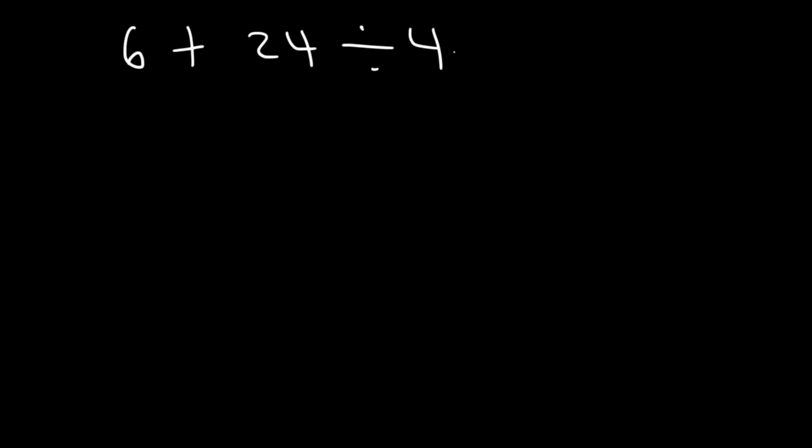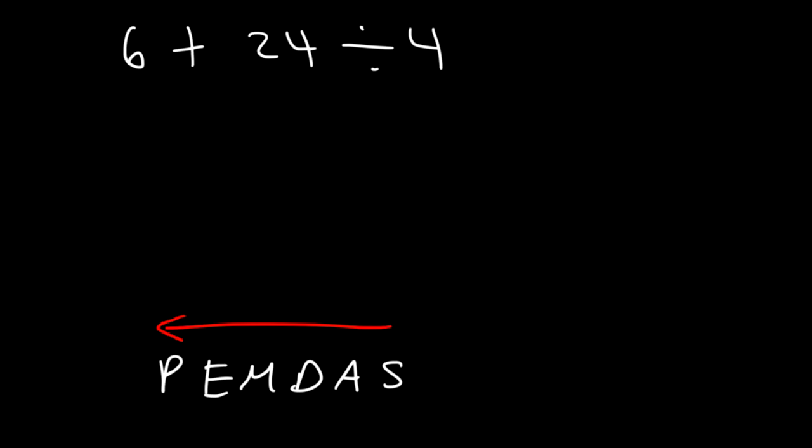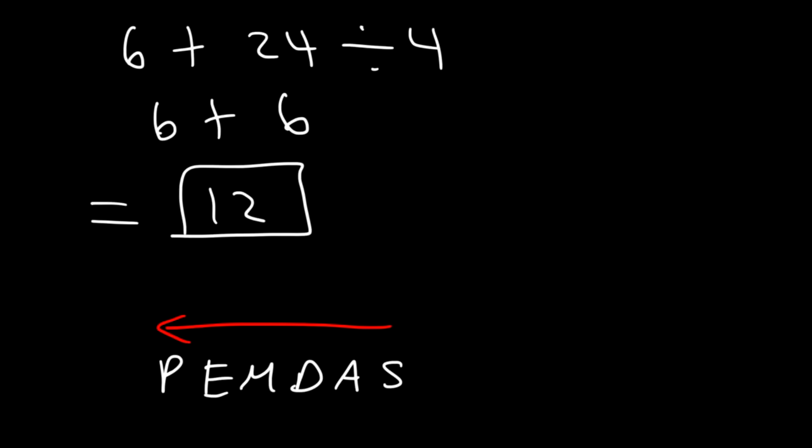So feel free to take a minute and work on this example. So according to PEMDAS, division has more priority over addition. As you look at the letters towards the left, they have more priority over the letters on the right. So D is to the left of A. So division has more priority than addition. So you should divide first before you add. So what is 24 divided by 4? 24 divided by 4 is 6 because 4 times 6 is 24. And 6 plus 6 is 12. So that's the final answer in this example.